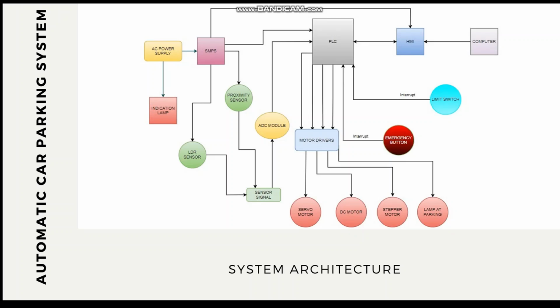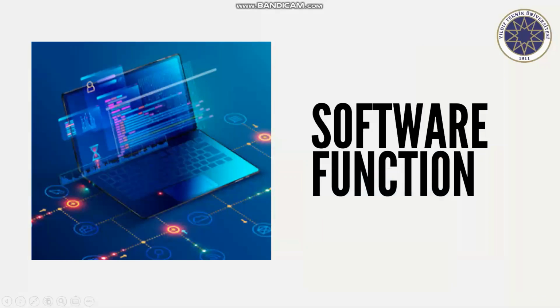On the other hand, there are many output units like step, servo and DC motors, or lamps. These outputs are driven by motor drivers. Finally, the limit switch and emergency button are located on the right-hand side. These parts work with interrupt logic. Thank you for listening.